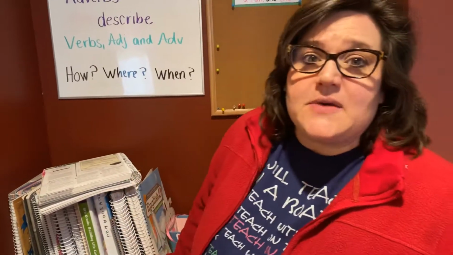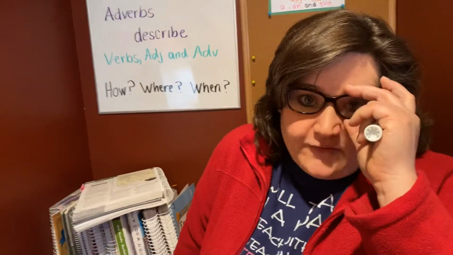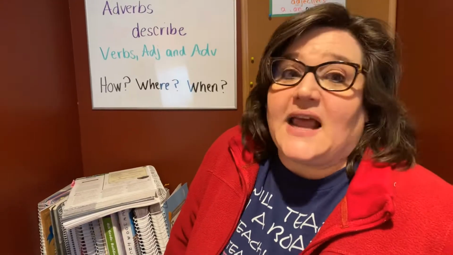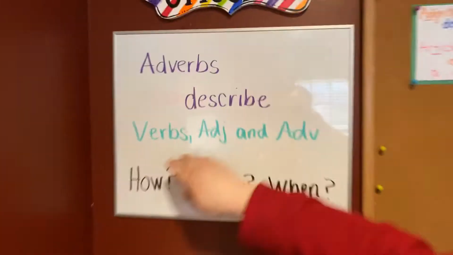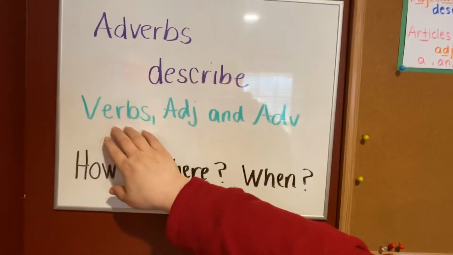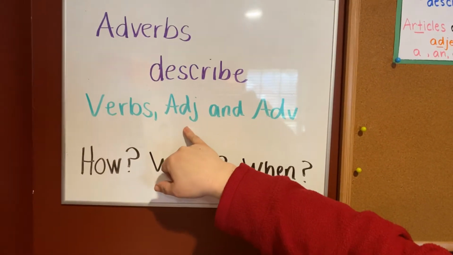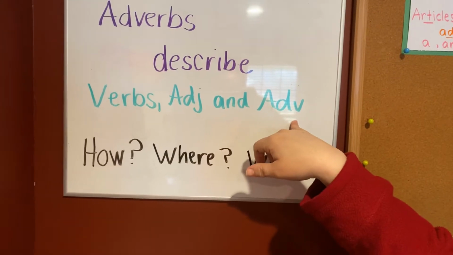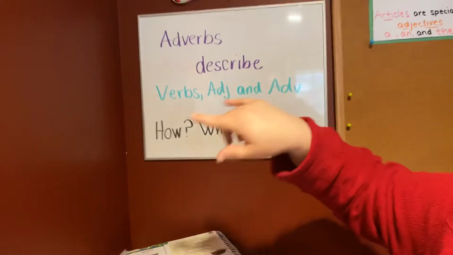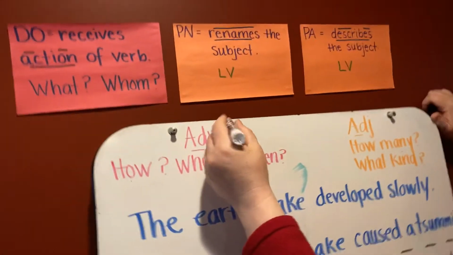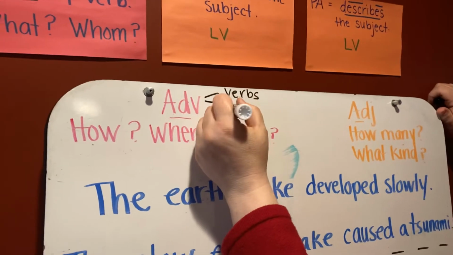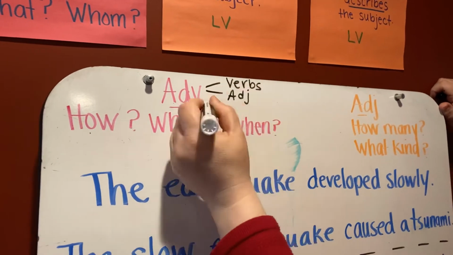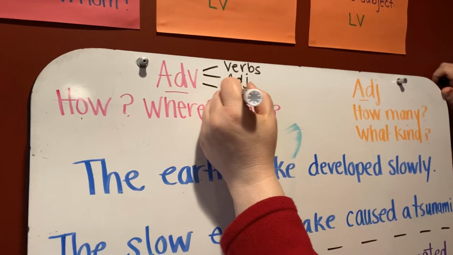Okay, so we've been talking about adverbs and the difference between adverbs and adjectives. And today we're going to add another piece. I told you it was coming yesterday, actually. So adverbs describe verbs. We talked about that yesterday. Verbs, adjectives, and other adverbs. So those are the three things that they describe. So here we have adverbs. They're going to describe verbs, adjectives, and sometimes other adverbs.